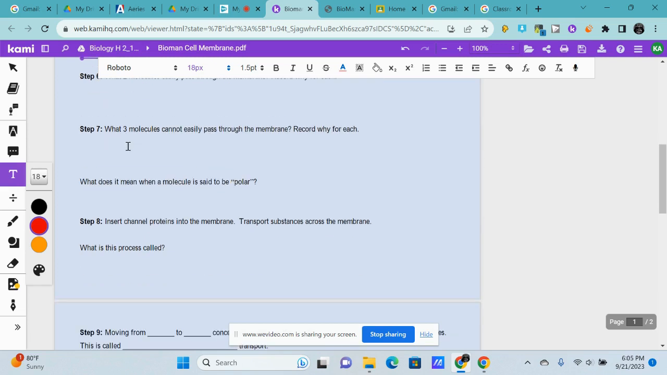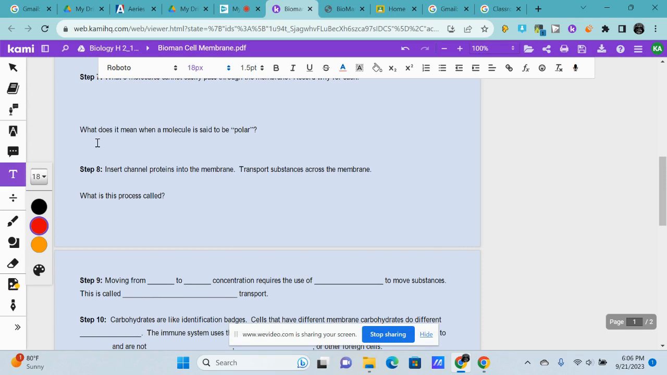What three molecules could not pass easily through? We're going to go with 2. Ions and sugar. Ions and sugar could not go through the membrane because ions are charged. They're positively or negatively charged, and the cell membrane does not allow those to go through. Glucose can't go through because it's polar, and the lipid tails in the cell membrane are non-polar, so they don't allow glucose sugar to move through. So on this one, for the molecules that cannot go through, you're going to put ions and sugar.